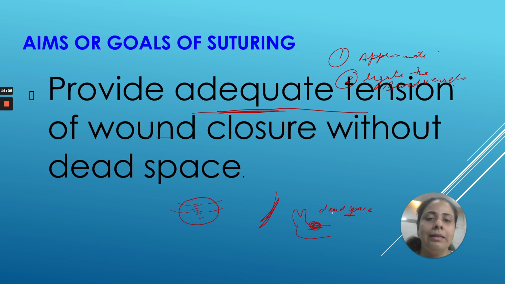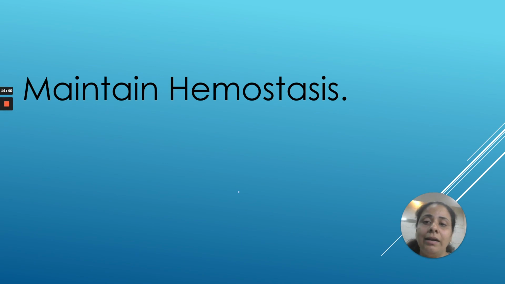The purpose of suturing is to close the wound without any tension. What is tension? We are not stretching the tissues, we are not tensing the tissues. Without any tension, we want to close that space and eliminate the dead space also. This is our aim. Sometimes it is achieved, sometimes it is not, but this is our aim: to reduce the dead space as well as close the tissues without any pressure on the tissues.